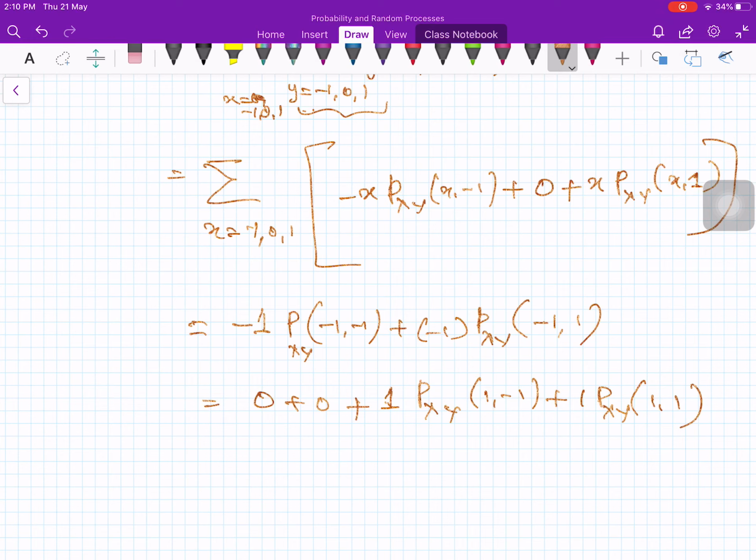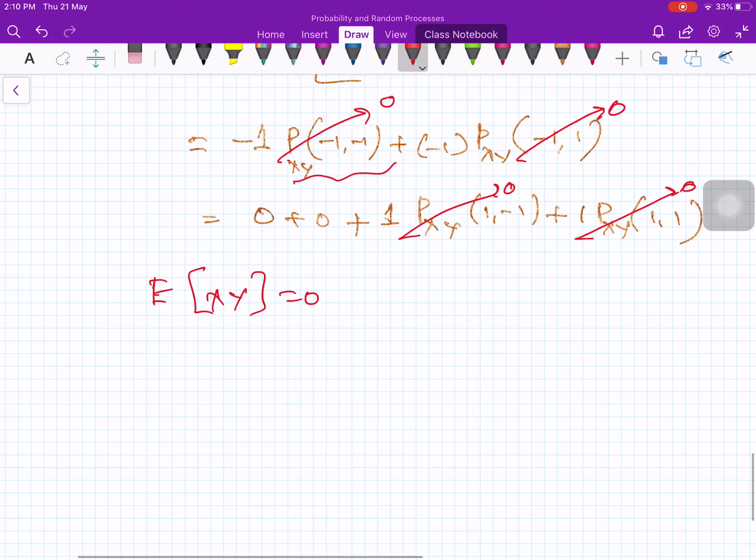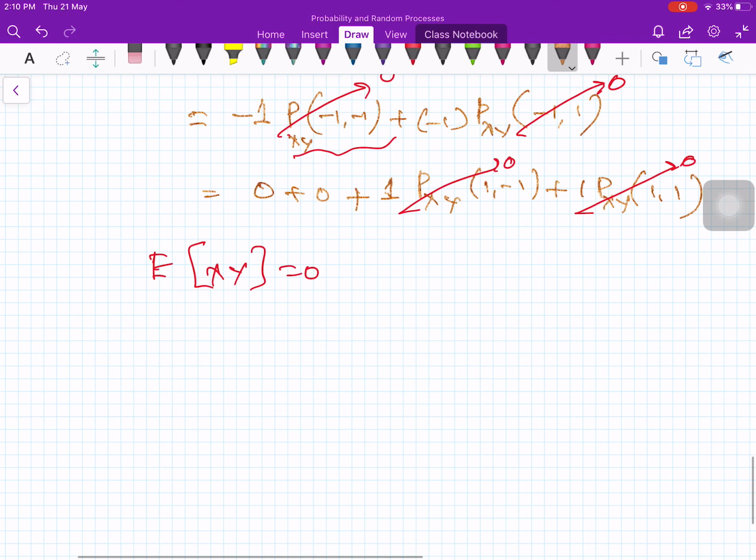Now if you look at the probability of the different combinations, this one equals 0, for -1, 1 there is no probability, and here also this is going to be 0, and this also going to be 0, and this also going to be 0. So finally the expected value of xy equals 0. Therefore the covariance of x and y is equal to 0.